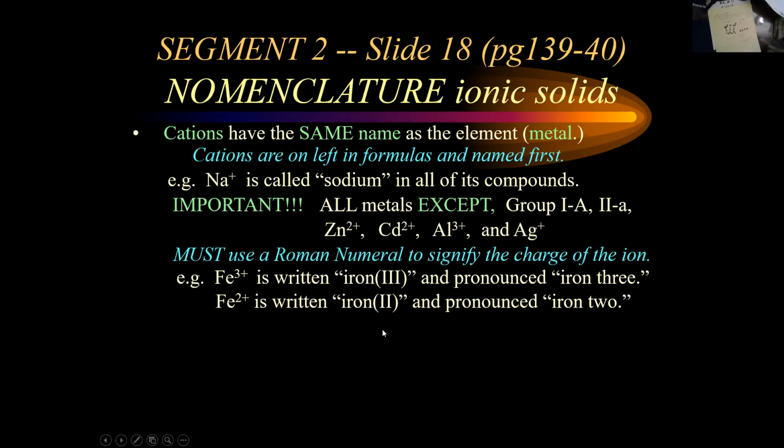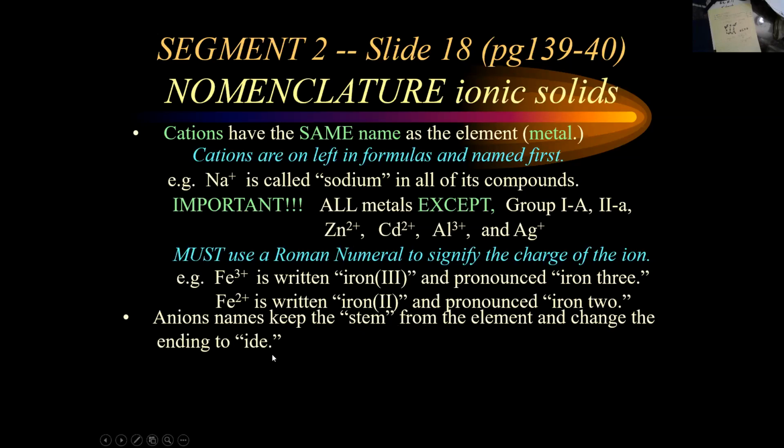Let me illustrate it. Sulfate is SO4 2 minus. If I had FeSO4, that would be iron 2 sulfate, but it just had one sulfate attached. Remember, the Roman numeral refers to the charge, not the number of things attached to it. It's a very common mistake.